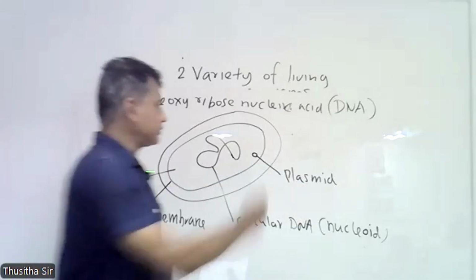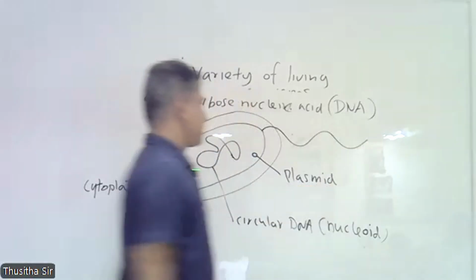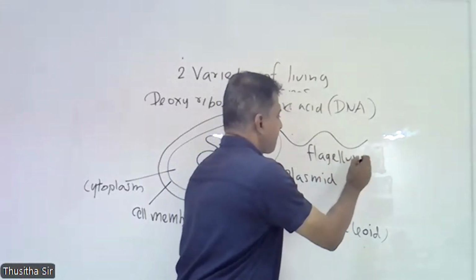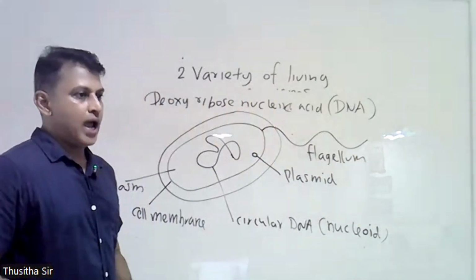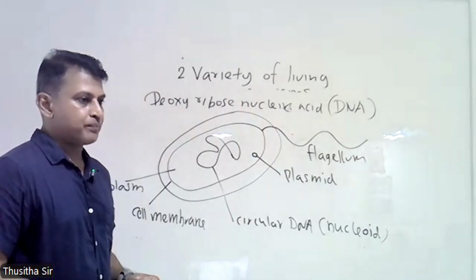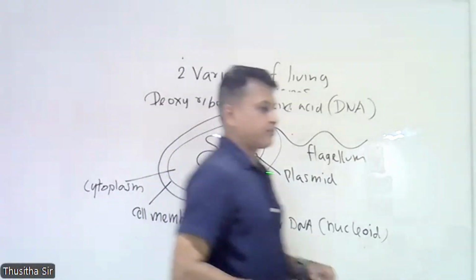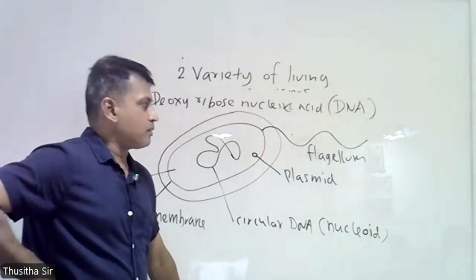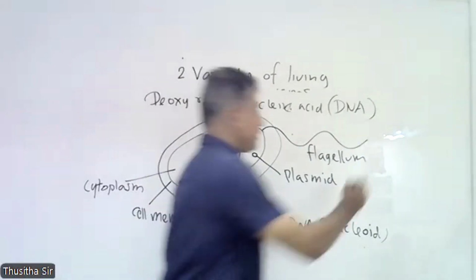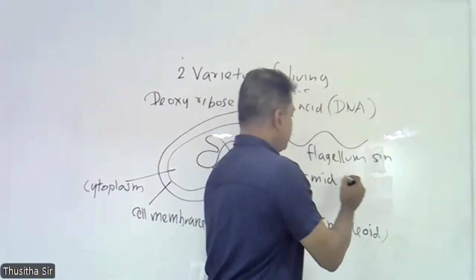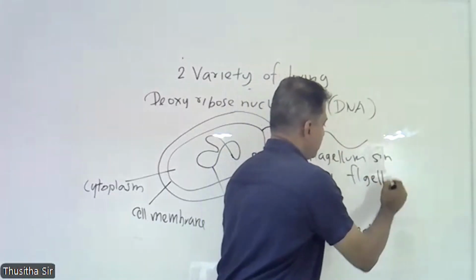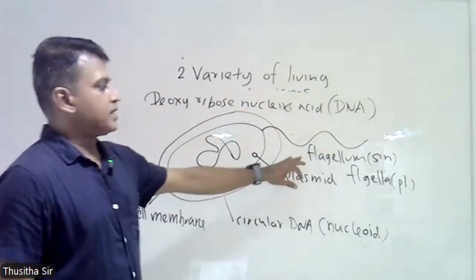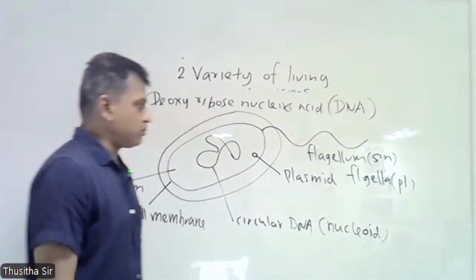And the fifth one, I'm also going to show a tail-like structure. The tail is called a flagellum. So the fifth one, they also have flagellum. Flagellum is singular, and if you have several, we call it flagella. That's the plural.